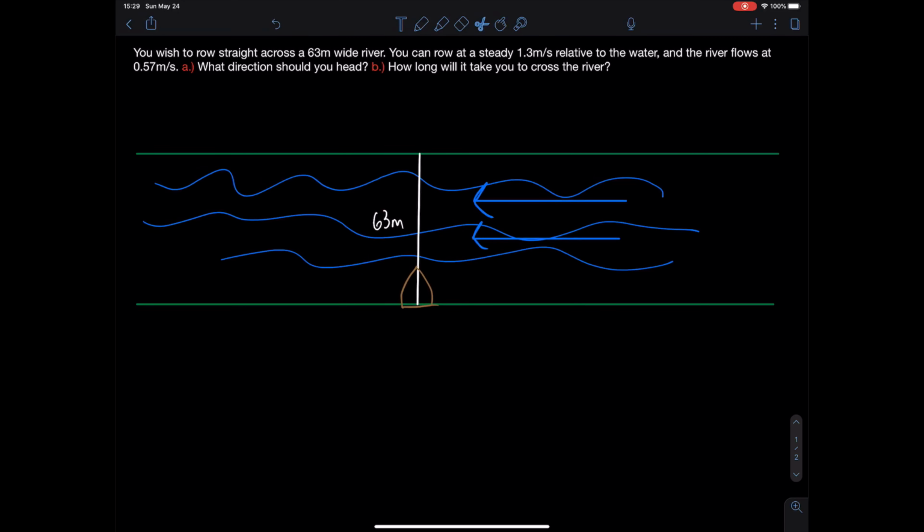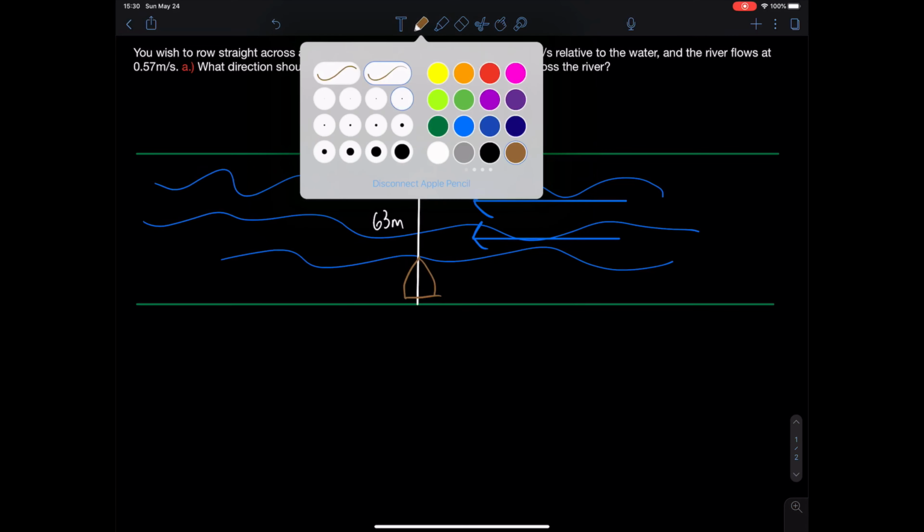But we don't want that. We want to just flow straight ahead. So we're going to have to flow a little bit against the current and then direct the rest of our motion forward so we stay in a straight line across the river. And so this is where our relative motion problem comes in. So we want to know about that velocity vector.